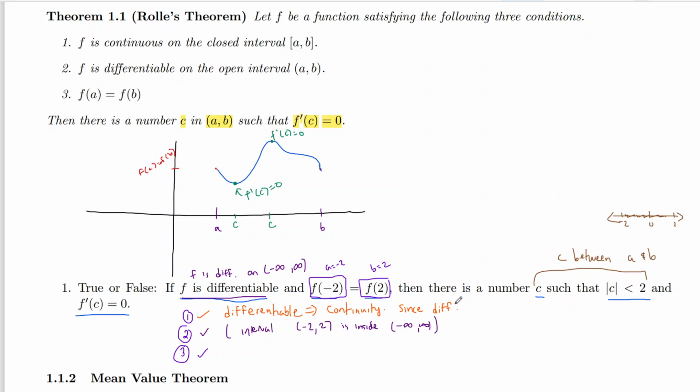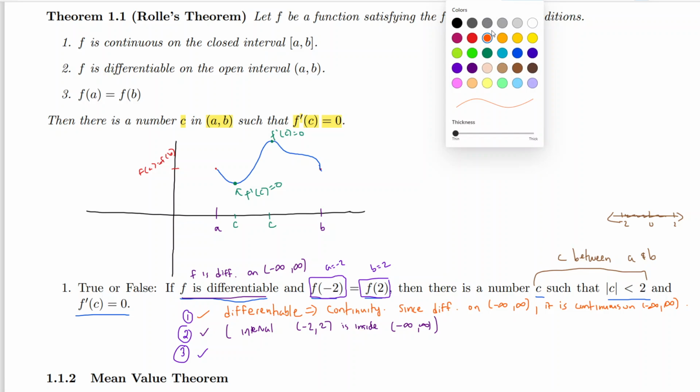So I'll abbreviate differentiable DIFF. So since it's differentiable on the interval -infinity to infinity, it is also continuous on -infinity to infinity. Right. Now, maybe we're kind of using a lot of theoretical things here because we don't have an actual formula, but the idea is that really all this is saying is pretty much exactly this picture, with a being -2 and b equal 2. We satisfy all three conditions, all three hypotheses, which means that the result is satisfied. So we'd say this is true.